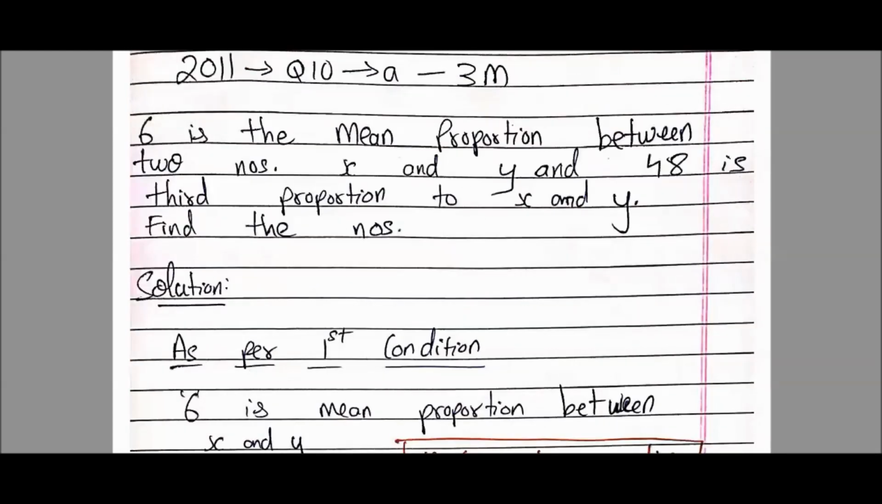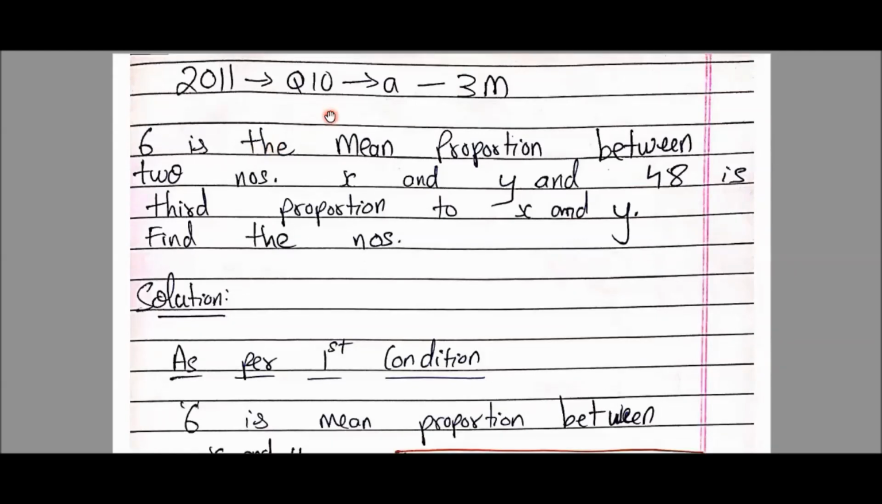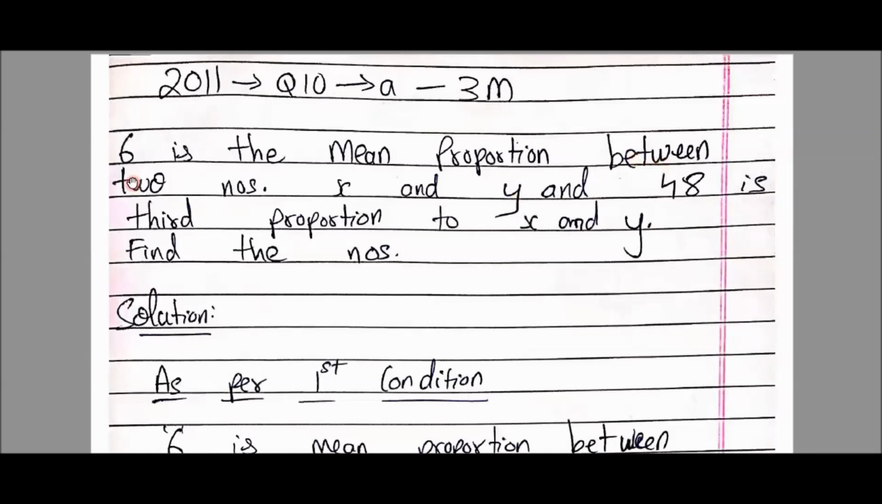Moving to the next slide, we have a sum in front of us. So understood, students, there are no more notes. It's very simple. The question in front of you is from 2011. Question number 10, sub question A, asked for 3 marks. 6 is the mean proportion between two numbers. What's given? That 6 is the mean proportion between two numbers X and Y. And something more is given, but I will not read it.